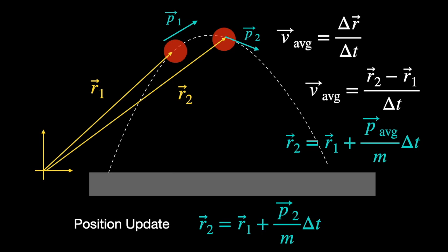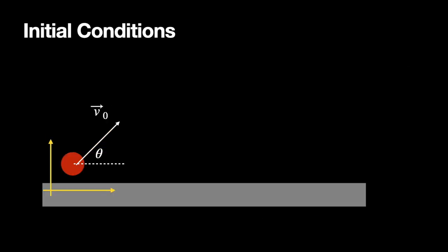I don't have to find the average. That's the key. I'm going to use the final momentum at the end of the time interval to find the new position. And it doesn't look like it'd work in this case because I have a large time interval, but I don't want to draw the balls right next to each other. So the next thing I need to do is to determine the initial conditions.